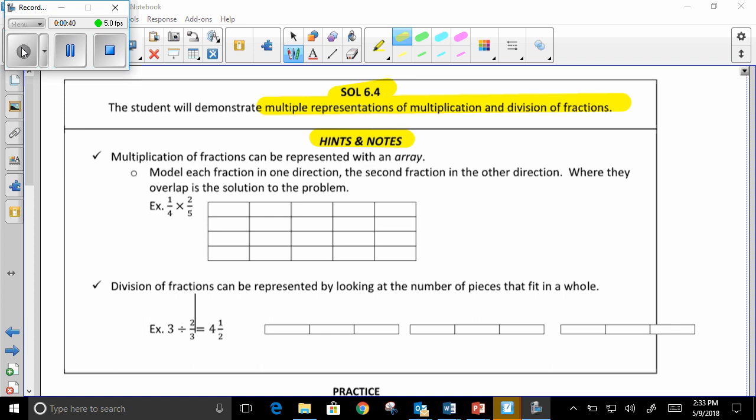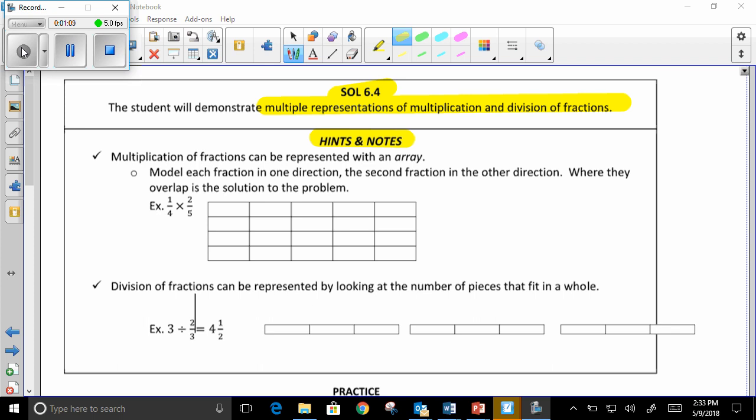Model each fraction in one direction. The second fraction will be in the other direction. Do you remember we represented one fraction by coloring the columns, and then we colored the rows in a different color, and where they overlapped was the answer to the problem, because this problem says 1/4 of 2/5. So we're trying to find a portion of it.